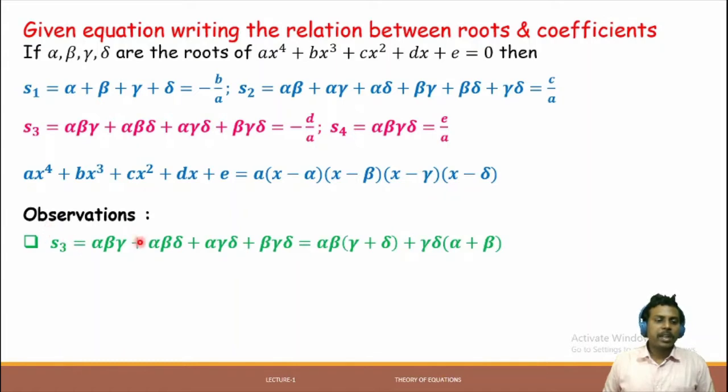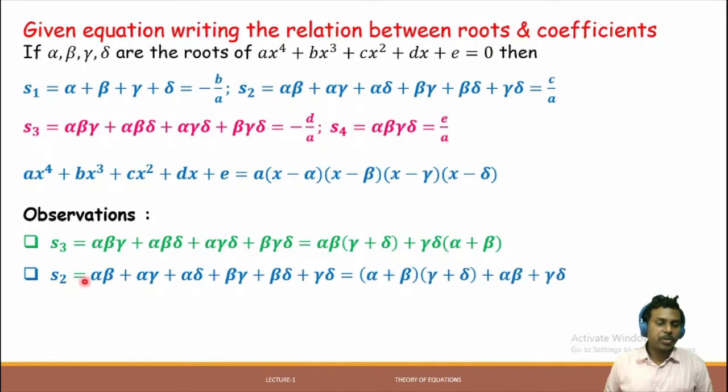Okay. Now S3 is this one, sum of the product of three roots taken at a time. This can be written as alpha beta into (gamma plus delta) plus gamma delta into (alpha plus beta). Now a similar observation in case of S2. S2 is alpha beta plus and so on. This is your S2. Now this can be rewritten as (alpha plus beta) into (gamma plus delta) plus alpha beta plus gamma delta. These relations will be helpful in doing some problems in exercise 4A.